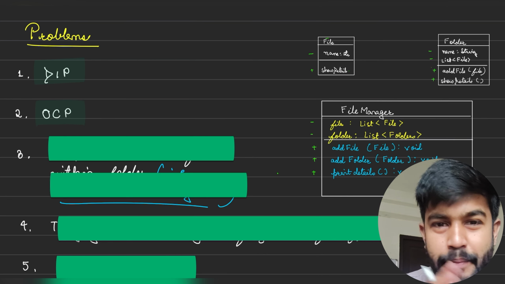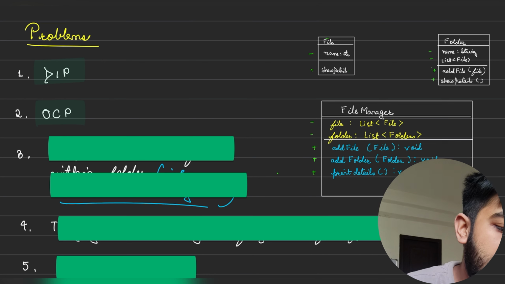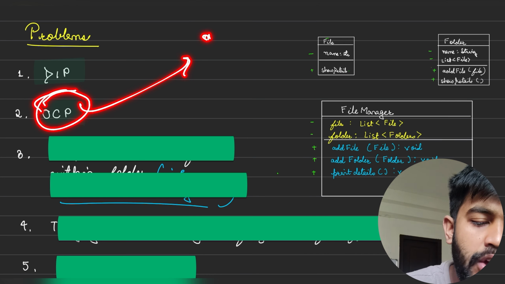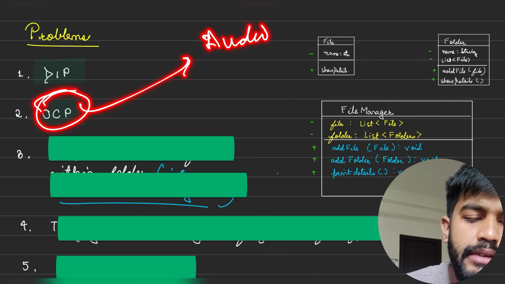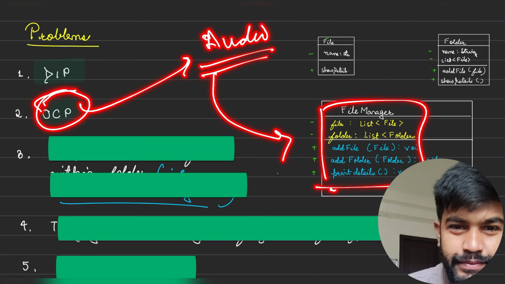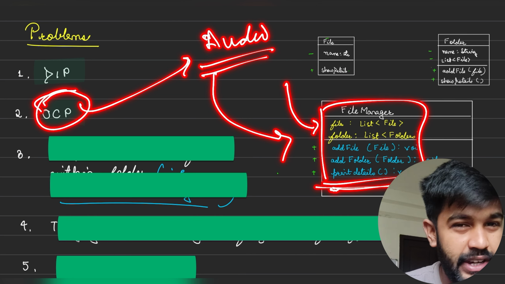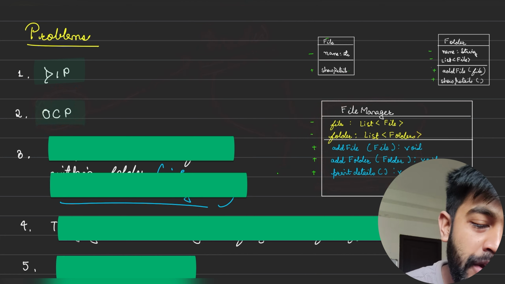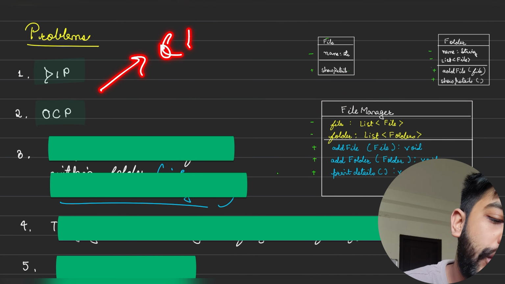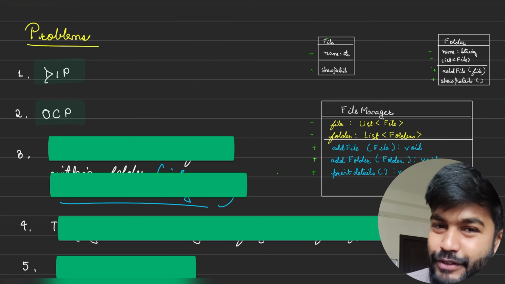The next problem is the open closed principle. What does the open closed principle tell us? Let's say tomorrow we want to add a new type, say audio files or something, then we need to change this file manager also. So this class is open for modification. But the open closed principle tells us that a class should be closed for modification and open for extension only. But this is open for modification.